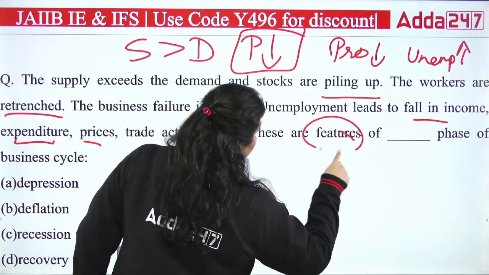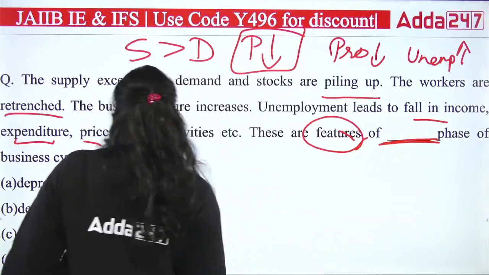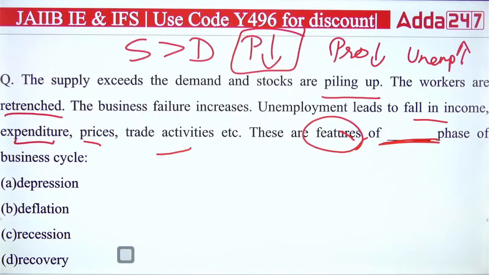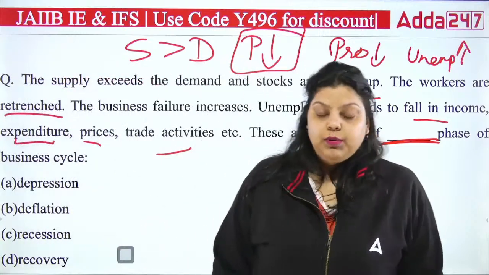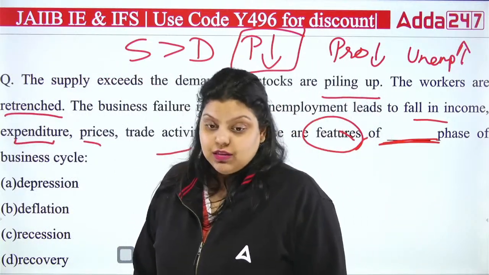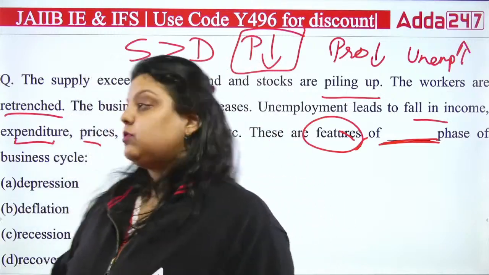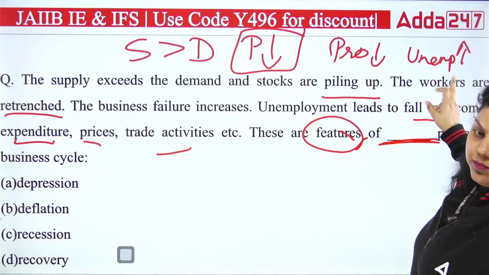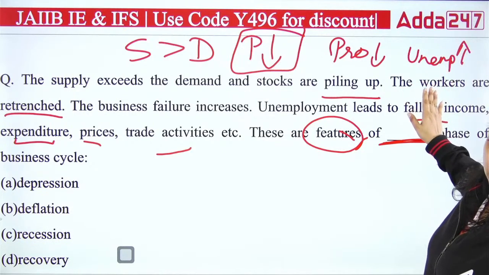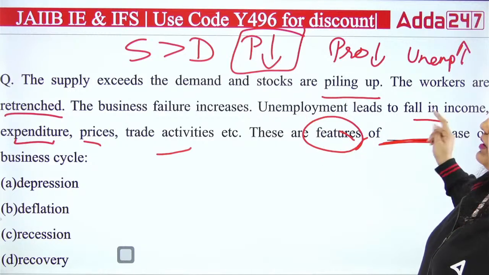So these all features are of dash phase of business cycle. Is it depression? Is it deflation? Is it recession? Is it recovery? What phase of business cycle actually represents that there is more supply than the demand, and the prices are declining because people are not purchasing goods and services, people are not demanding goods and services. You will start producing less goods and services and you will fire the employees. So unemployment increases. Okay, all these things happen in where?